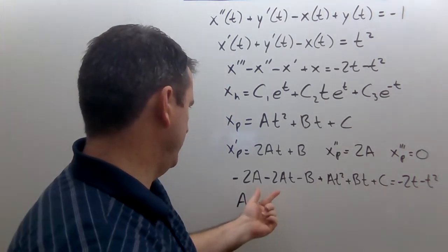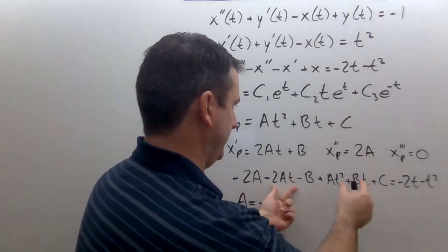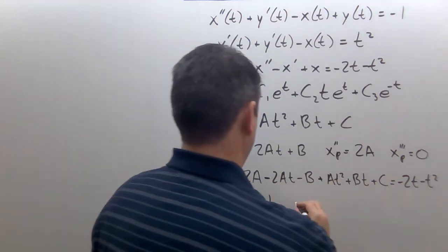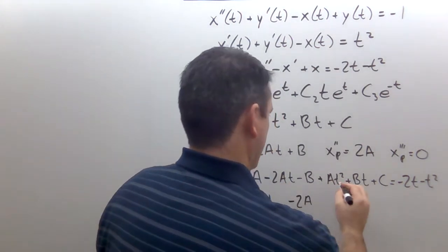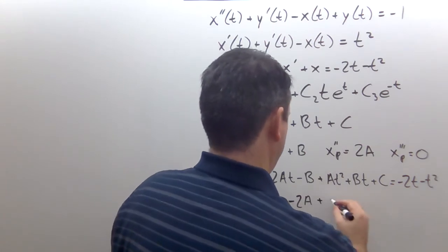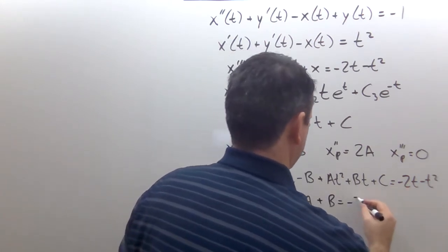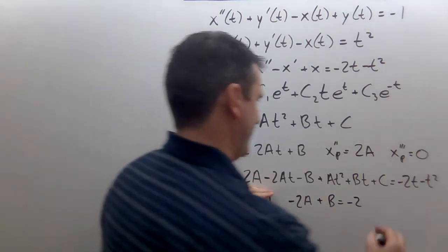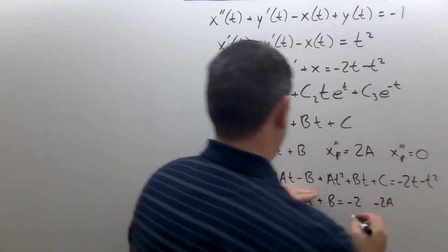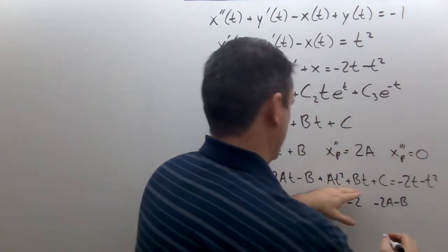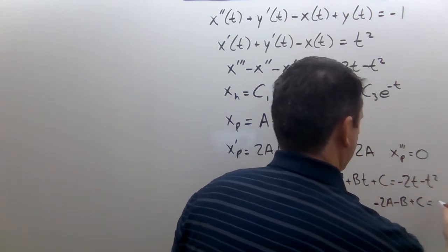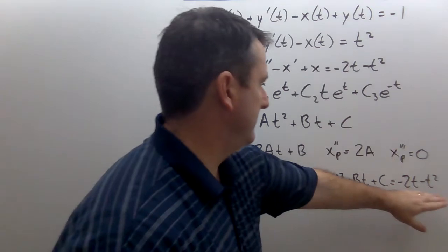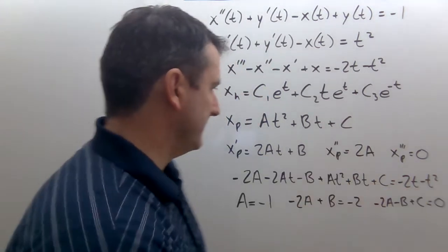And here we have the t's: negative 2at plus bt is equal to negative 2t. So negative 2a plus b has got to be equal to negative 2. And then our constants, we've got negative 2a minus b plus c has got to equal 0, since there's no constant term on the right side of the equation here.